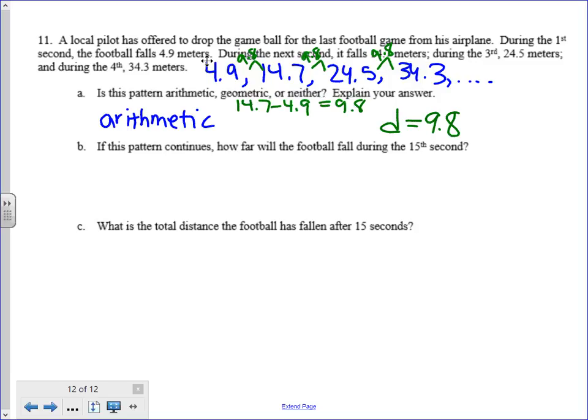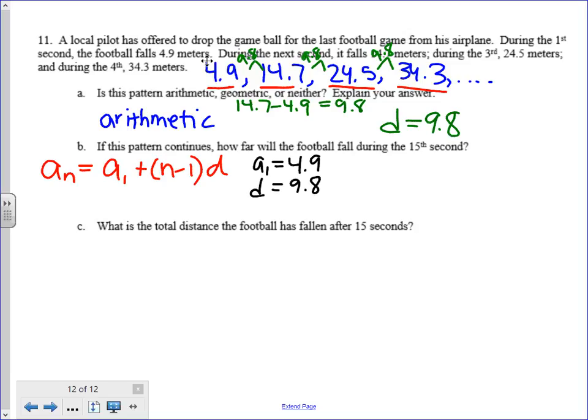So what we want to know is, how far will the football fall? Well, these numbers in my sequence up here, 4.9, 14.7, 24.5, those are distances the football has fallen. So what we're trying to find is a term in the sequence, meaning that I need to use the a sub n formula, which is a sub 1 plus n minus 1 times d. Well, what I know here is that the first term, a sub 1, is 4.9. That's the first term in my sequence. I know that the common difference is 9.8. That's what we discovered in part A.